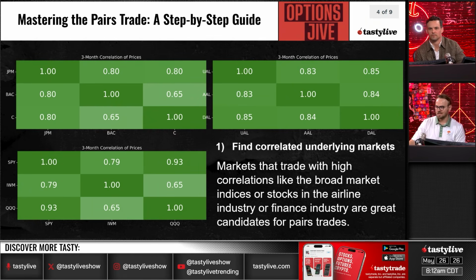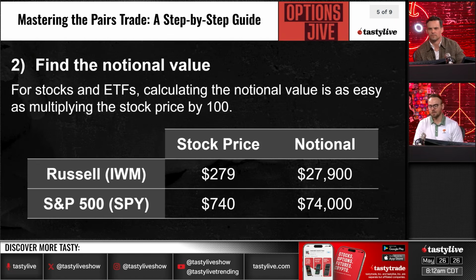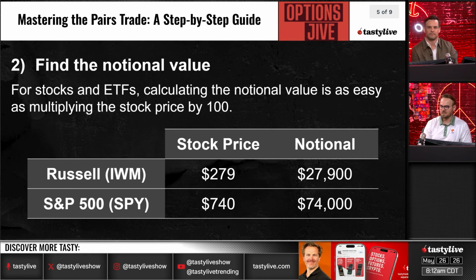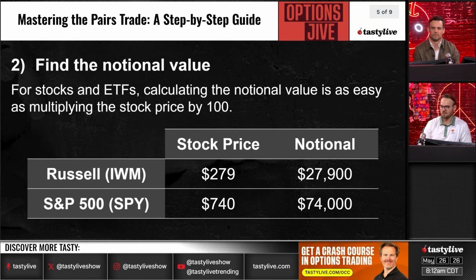Next slide, please. So with these different products, all of those products we just talked through have completely different stock prices and different implied volatilities. So we need to find the notional value of each of them to start this pairs trading journey. For stocks and ETFs, calculating the notional value is as easy as multiplying the stock price by 100. So the Russell at 279, that's a $27,900 notional value. And the S&P 500 SPY is $740. We're calling it 74K notional.